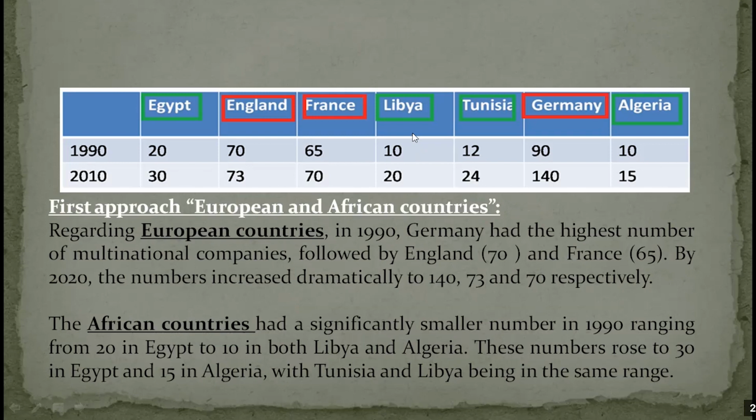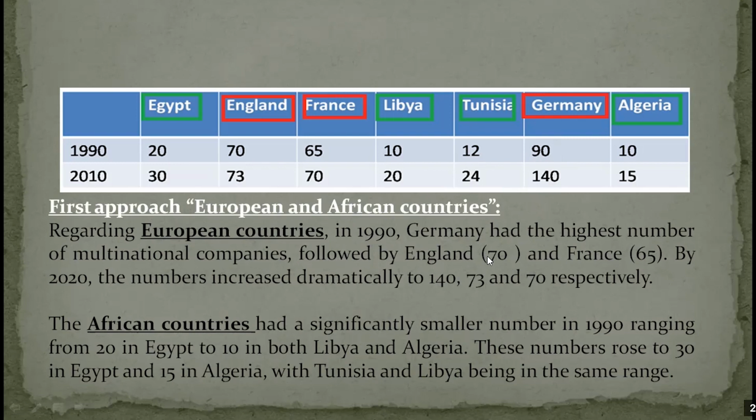Okay, how about here in this situation? Remember this table with the European countries and the African countries? How would you write the body paragraphs? In the first approach, European and African countries, in which you are commenting on the overall number of international companies, you can write the body paragraph like that. Regarding European countries, in 1990, Germany had the highest number of multinational companies. You always start with the highest number. And then what comes after that? You work your way down, followed by England, 70, and France, 65.